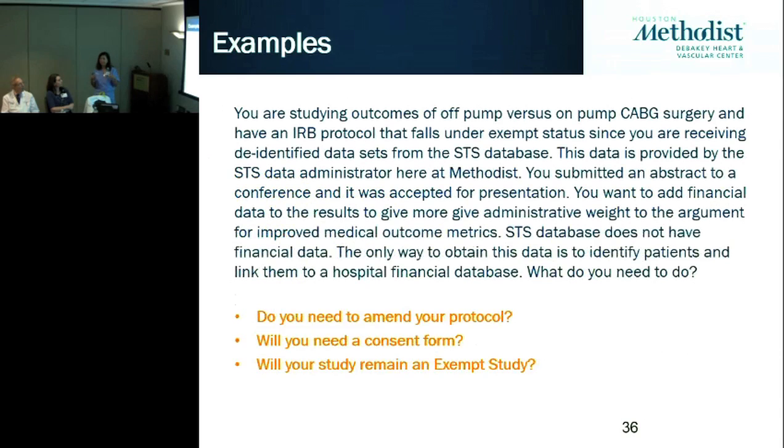So here's some examples. I wanted to give some examples of trials that we have. And I know one of the fellows, one of your studies, is an example on here.